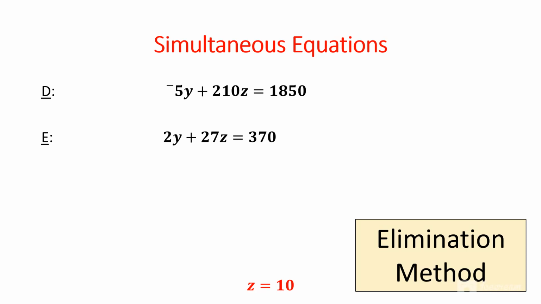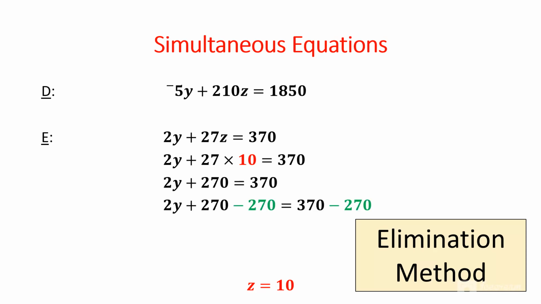Z is 10. Let's take that variable and go back and substitute it into either D or E to work out y. Now I'm going to use E because D has got negatives in it. So 2y plus 27 times z, which is 27 times 10, makes 370. So 2y plus 270 equals 370. If I take off the 270 off both sides, I'm left with 2y equals 100. And if I divide everything by 2, I'm left with y equal to 50. There's our second variable found. We've found our two variables. We've got one more to go.